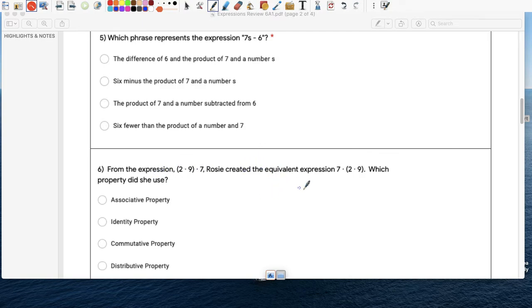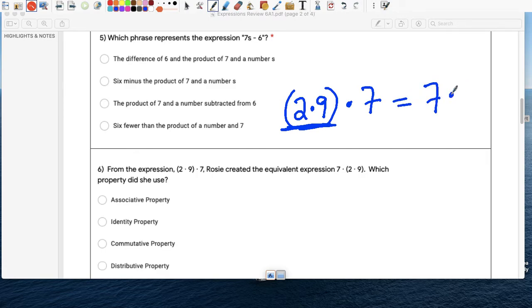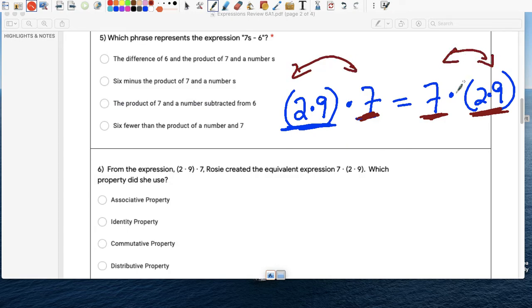Here, now this one is a little tricky. I'm not a big fan. Now watch what happens here. 2 times 9, right? Then times 7. Over here, they did 7 times 2 times 9. So what happened? El 7, the 7, and 2 times 9, they switch places. Cambiaron de lugares.